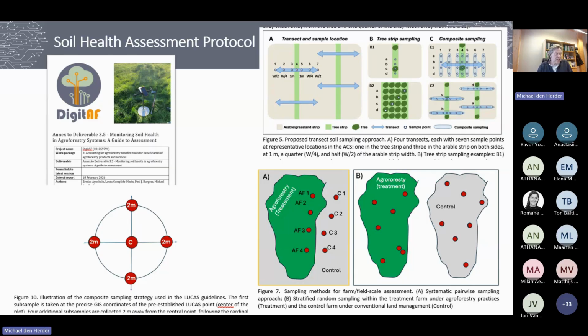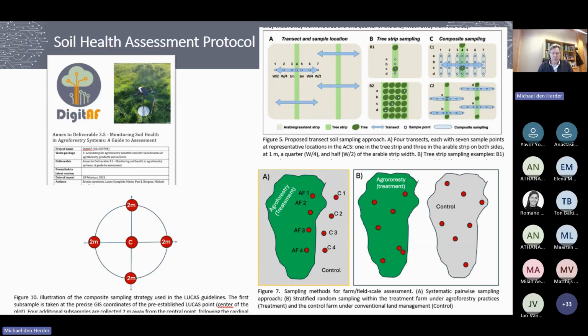My colleagues were very active in that. Because we have such different agroforestry systems in our living labs, the aim of this soil health assessment protocol was to give some guidance to the living labs on how to carry out the soil health assessment, so that it's done in a similar way. It's a big literature review, reviewing how earlier assessments have been done, with the aim of harmonizing these assessments.